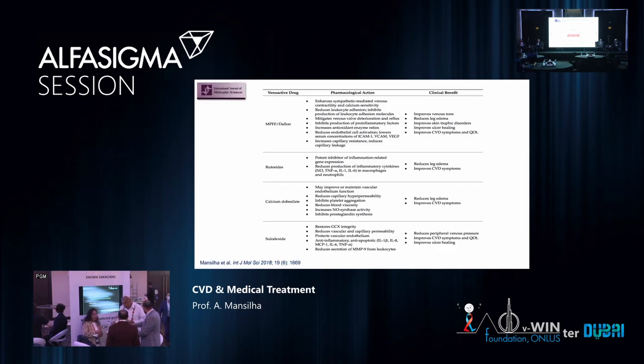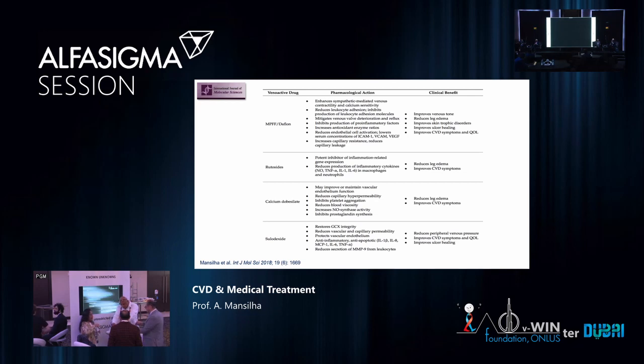Having this in mind, you can find here in this table a resume of the different pharmacological actions and proven clinical benefits that we can find in the literature for each specific venoactive drug available in the market.